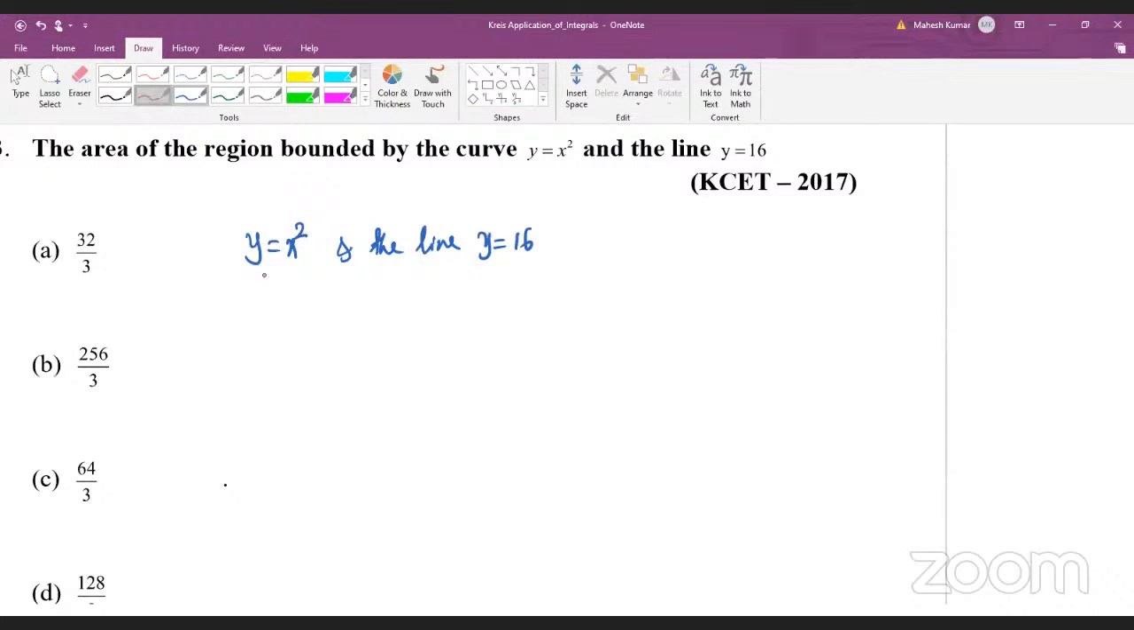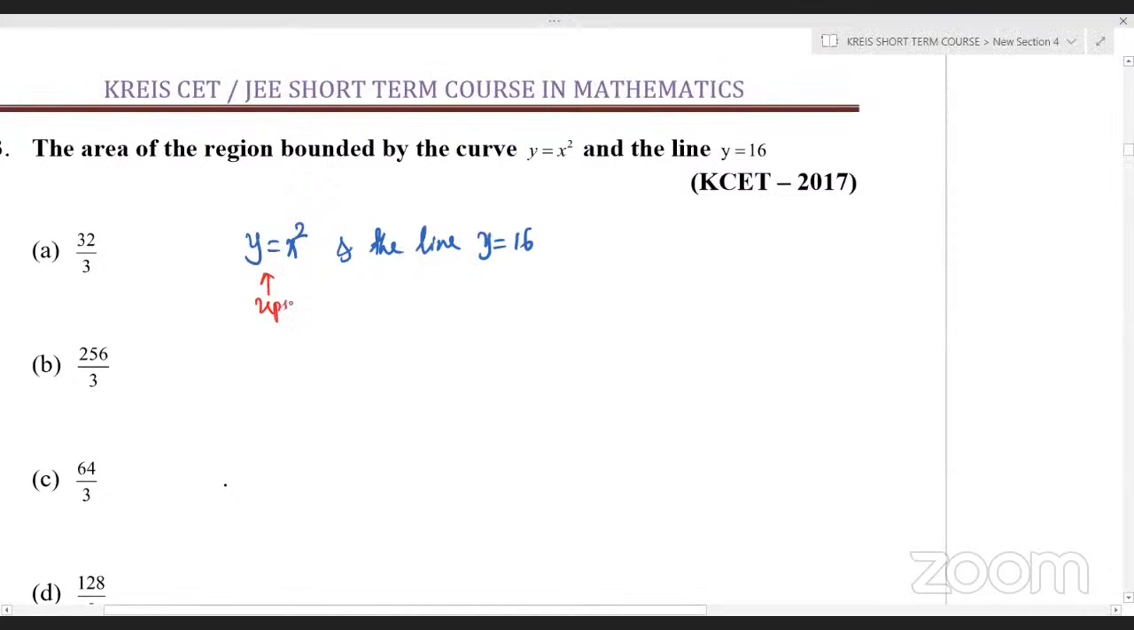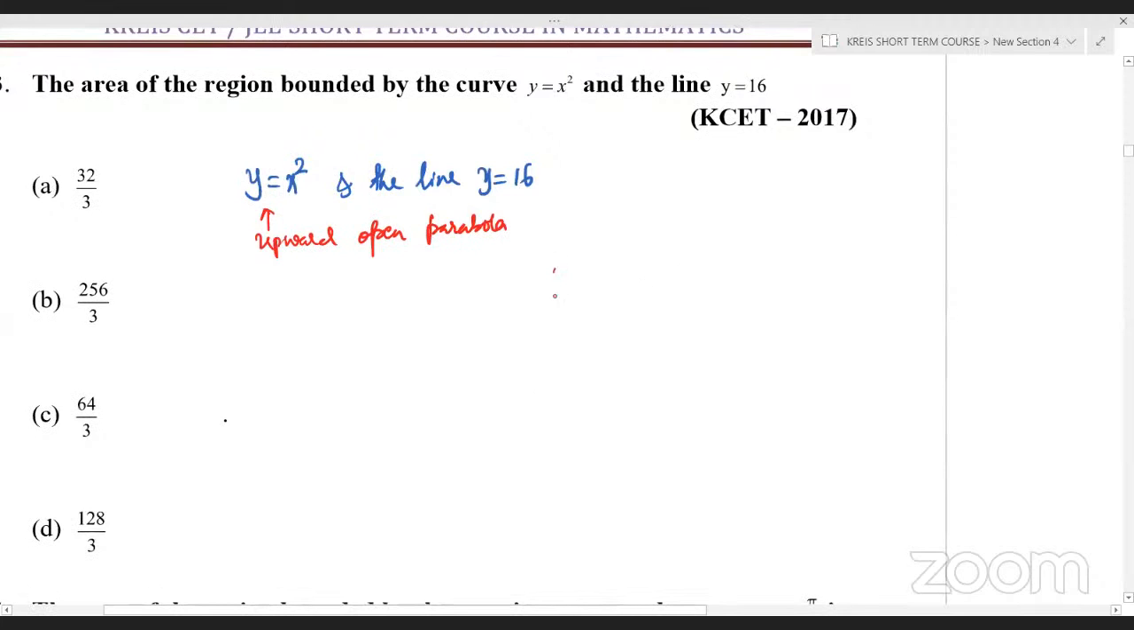This is going to be an upward open parabola, with origin as center. Y is equal to 16 is a line given to you. So now ನೋಡಿ ಇದಕ್ಕೆ ಒಂದು diagram ಹಾಕೋಣ. So you are going to get the curve like this. So x dash, y and y dash.